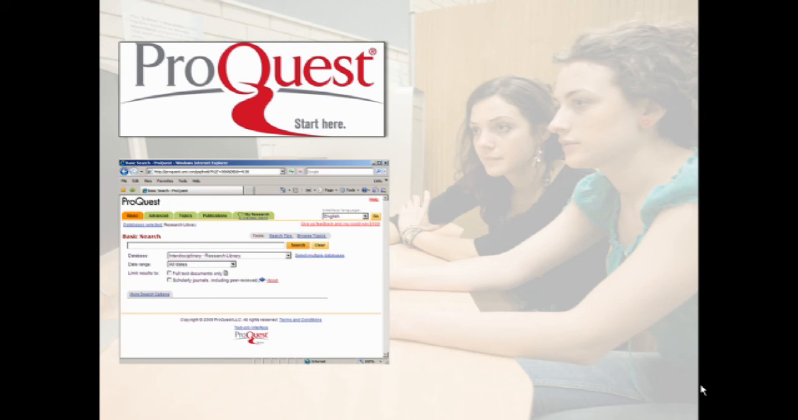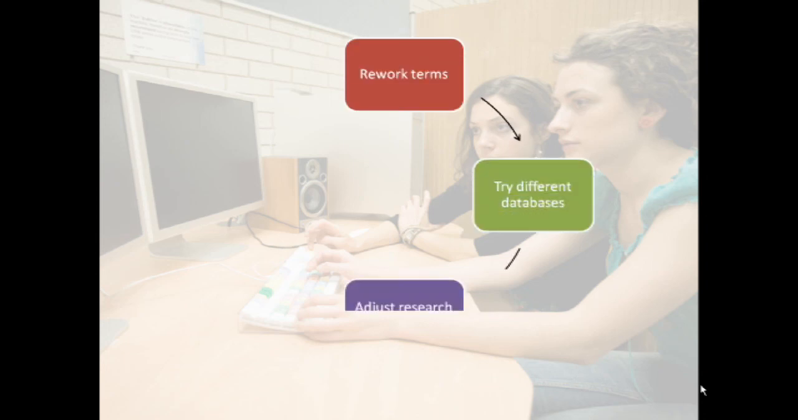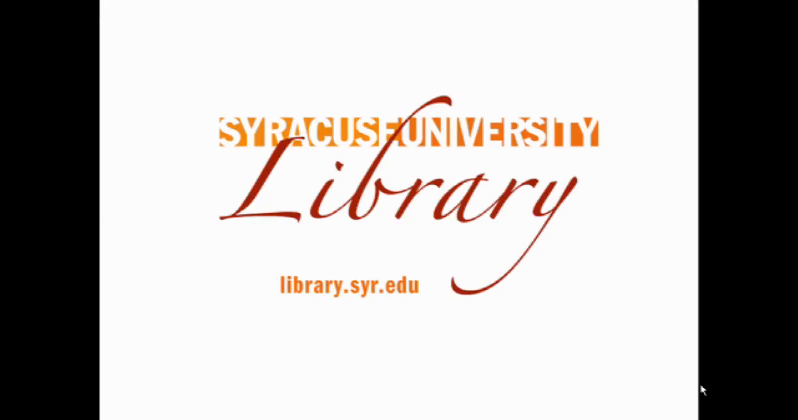As Sarah and Nicole search for articles, they will continue to rework the research terms and try different databases. They may even adjust their research questions as they further explore their topics. Remember to always ask your instructor for clarification on your research assignment and the selection of your topic. Be sure to view other tutorials in the Productive Researcher series to learn how to find and use databases to search for and get articles.